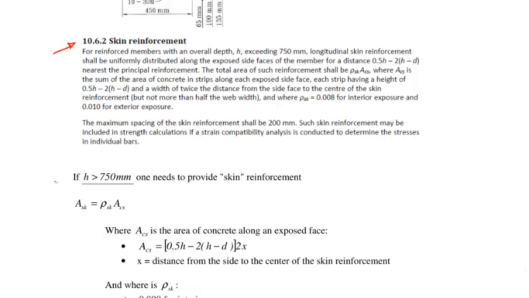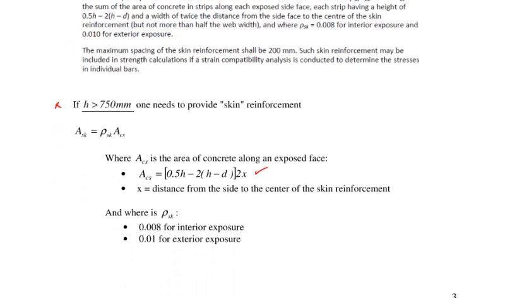But in summary, what it says is if the height of your beam is bigger than 750 millimeters, then you need to provide an amount of skin reinforcement which is equal to ASK, which is rho SK times ACS. ACS is the area of concrete along an exposed face. There's a specific formula that you need to use. You can check the figure on the next page. It explains how you get that. And we're going to go through an example now. And this rho SK depends on what type of exposure you have. So if you have exterior exposure, 10% of that area of concrete, you have to have that in steel as skin reinforcement.